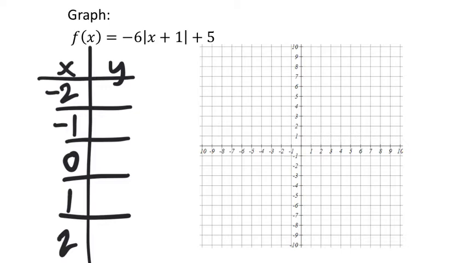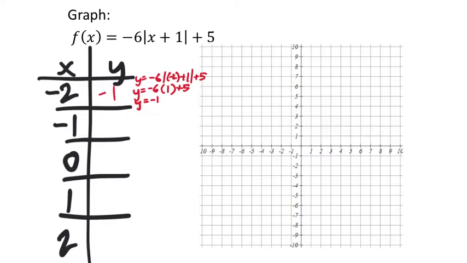-2, x is -2. That's kind of a big equation there, but it's y equals -6 times the absolute value of x, but now x is -2, plus 1, that's the absolute value, plus 5. Okay? I'm going to skip a few steps here just to save myself some space because I'm pretty limited here. But -2 plus 1 is -1, but the absolute value of -1 is 1. Okay, so I got y equals -6 times 1 plus 5. That's -6 times 1 is -6. Then plus the 5 is -1.